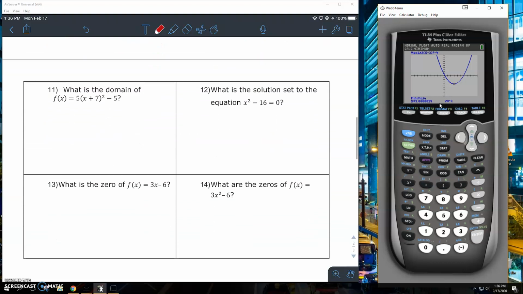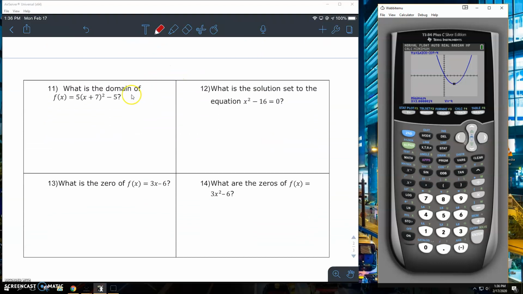Number 11, what is the domain of the function? Well, anytime you see something squared, okay, we know that it's going to be a parabola. And the domain of parabolas is -infinity to +infinity. Okay, another way that you might see that is all real numbers.